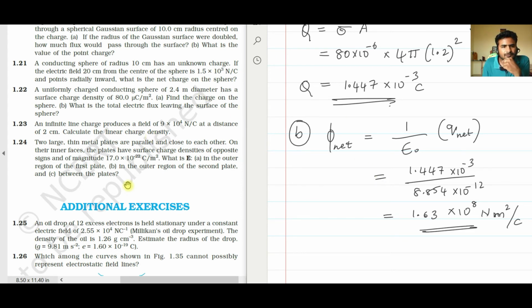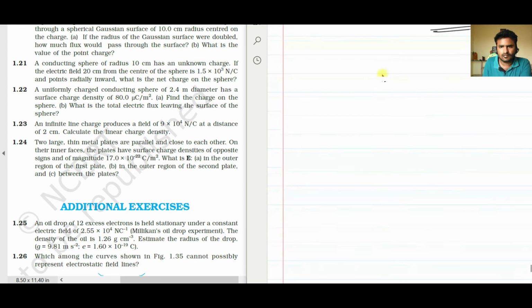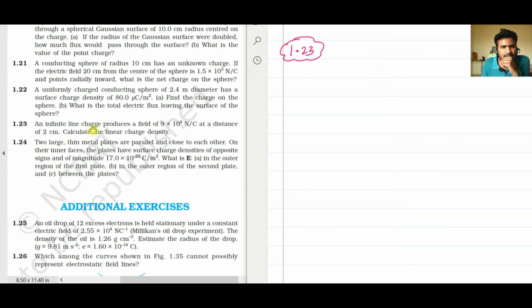Alright, so now we will move on to the next question, question number 1.23. Question 1.23 says that an infinite line charge produces an electric field of 9 into 10 to the power of 4 Newton per coulomb at a distance of 2 centimeter. Calculate the linear charge density.